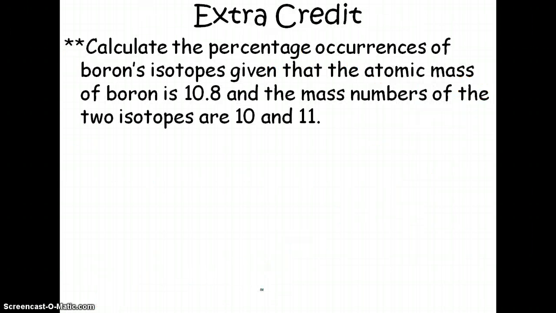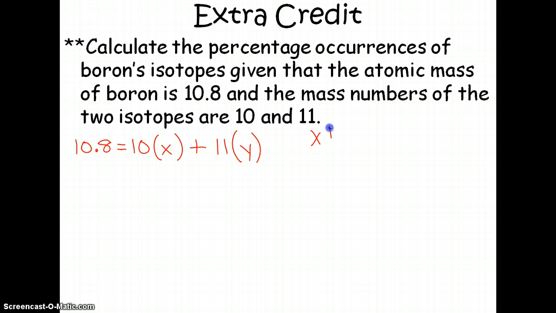Here's a little extra credit isotope problem. It wants us to calculate the percent abundances of boron's isotopes if we know that the average atomic mass of boron is 10.8 and the masses of the two isotopes of boron are 10 and 11. So the average atomic mass is equal to the mass of the first isotope times the percent abundance plus the mass of the second isotope times the percent abundance.